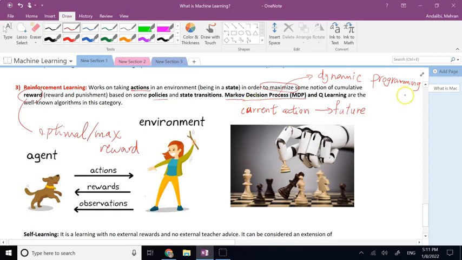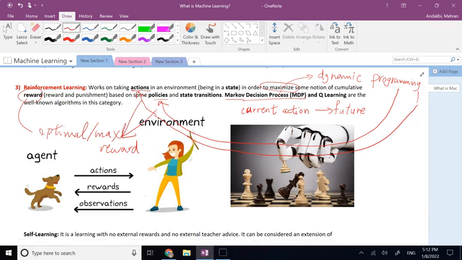So if I want to get the optimal or the max reward, if my process is a Markovian process, I can tell you what actions to take based on what? Based on an optimization technique called dynamic programming, and give you the best maximum reward that you can take, okay? So this is the Markov decision process.